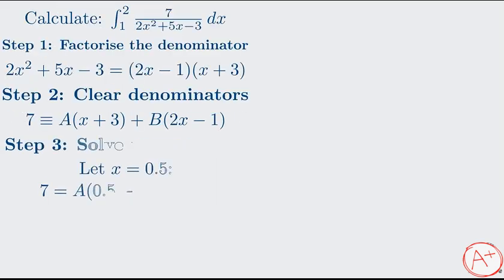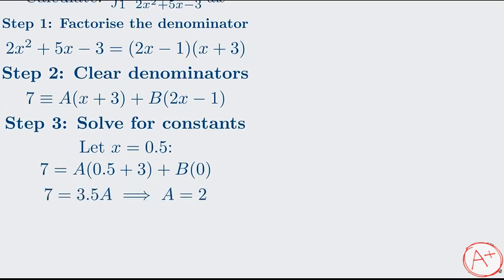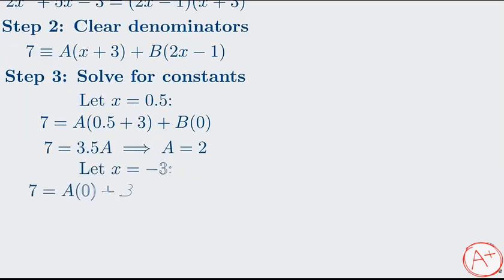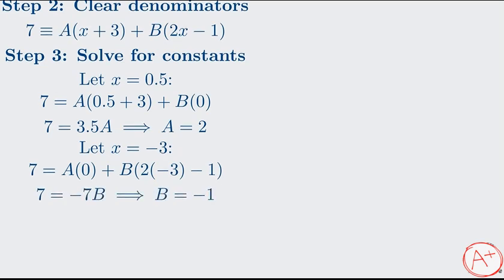To find a, let x equal 0.5 to zero out the b term. This gives 7 equals 3.5 times a, so a must be 2. To find b, let x equal negative 3 to zero out the a term. This results in 7 equals negative 7 times b, which means b is negative 1.